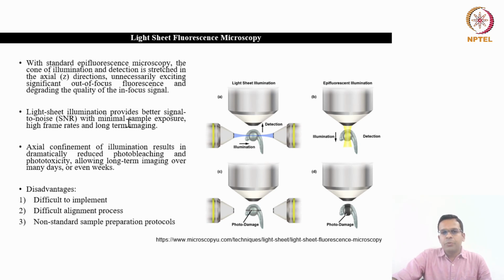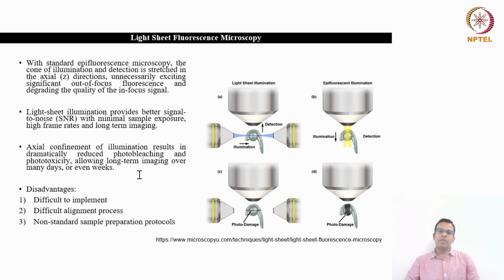Light sheet illumination provides better signal to noise with minimal sample exposure, high frame rates and long-term imaging. Axial confinement of the illumination results in dramatically reduced photo bleaching and phototoxicity, allowing long-term imaging over many days and even weeks.